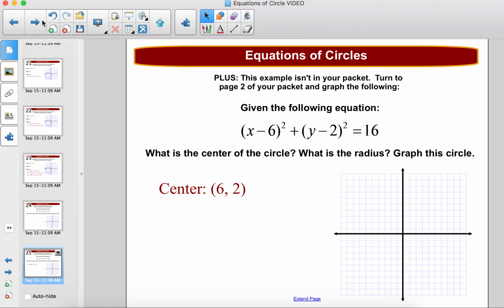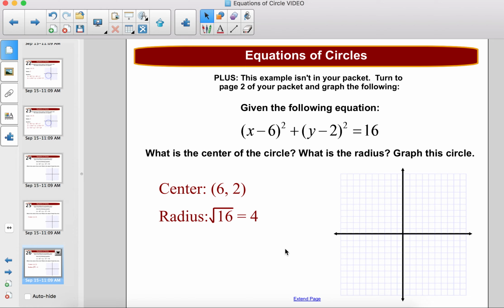You've got to think about the radius here. The radius, remember, r squared is this number right here. So r is not 16. It is, in fact, the square root of 16, because what squared makes this? That would be 4. So remember to go backwards instead of forwards.